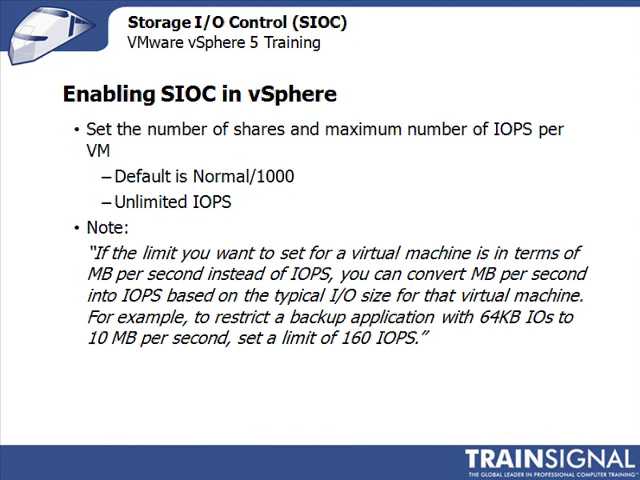So there is a conversion that you need to know about in case you want to restrict the maximum number of megabytes per second for a particular virtual machine, but the vSphere client is only going to allow you to specify the number of IOPS. So you can do this conversion to convert megabytes per second to IOPS if you need to.